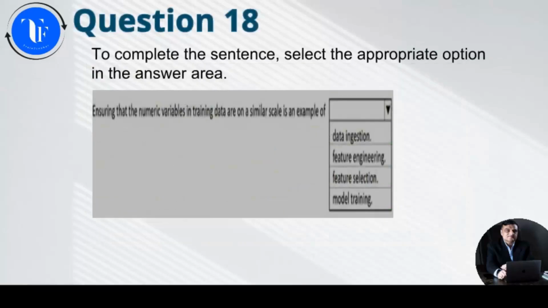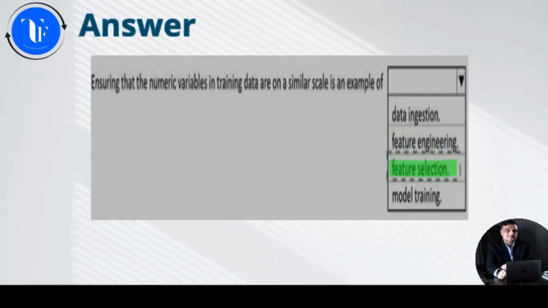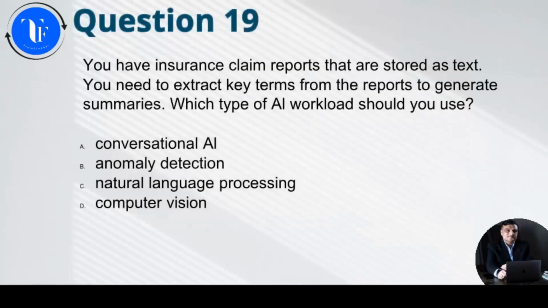Question 18. Ensuring that the numeric variables in a training data are on a similar scale is an example of. Answer. Ensuring that the numeric variables in a training data are on a similar scale is an example of feature selection.